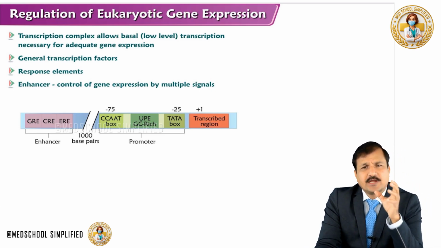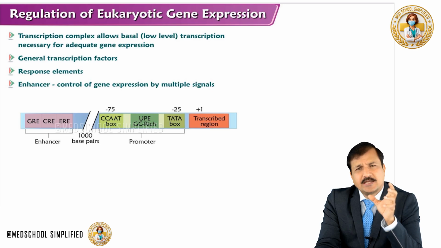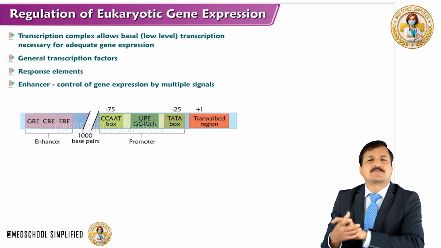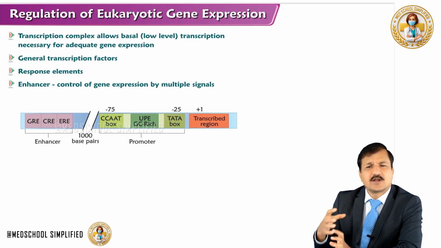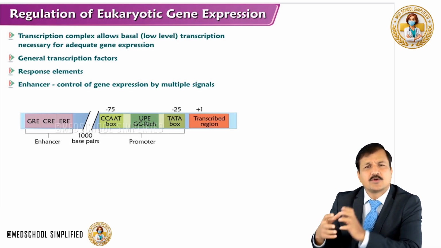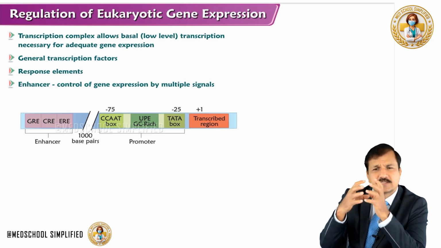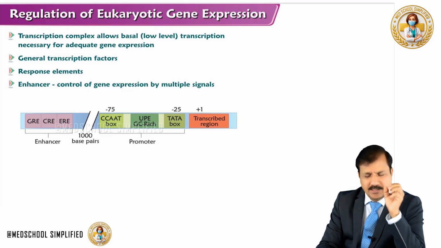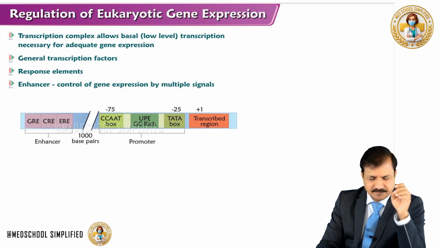And there are times when expression of the gene should be increased in response to specific signals such as hormones, growth factors, or intracellular conditions. So in this case, there are DNA sequences referred to as response elements that will bind to specific transcription factors, and several of these response elements may be grouped together to form an enhancer that will allow control of gene expression by multiple signals.